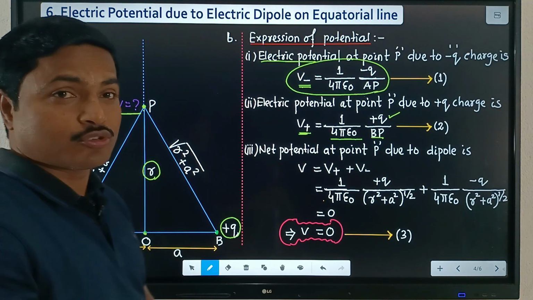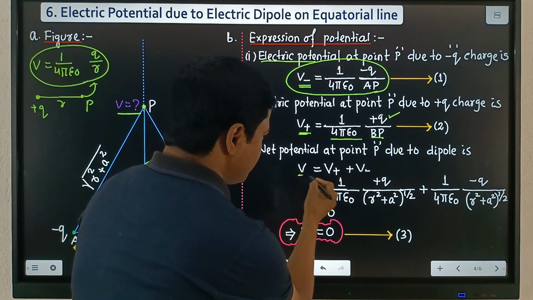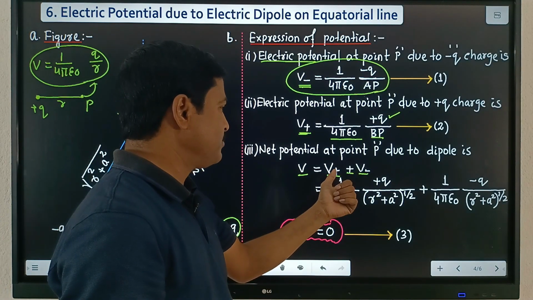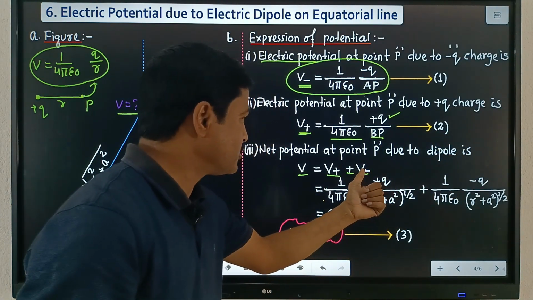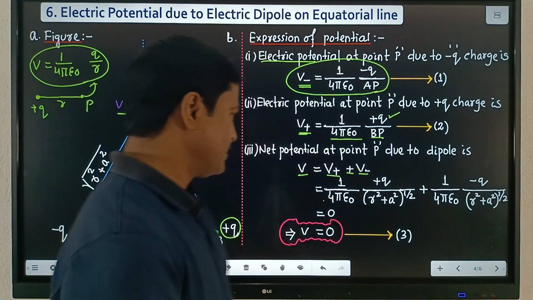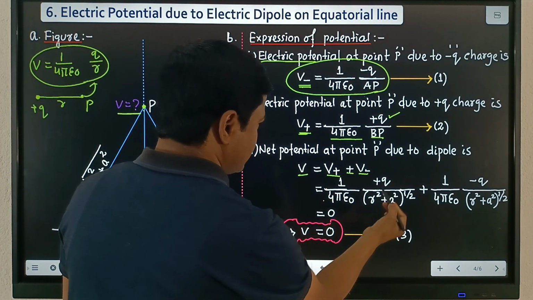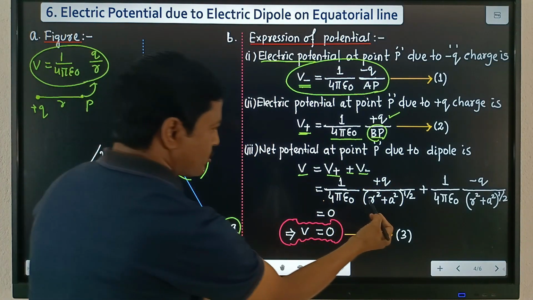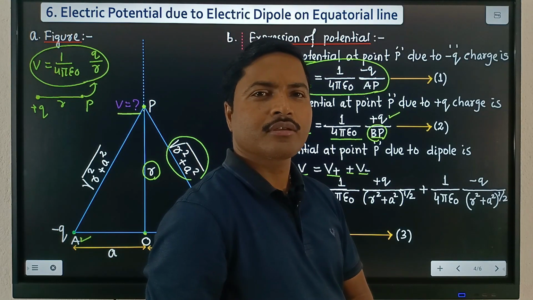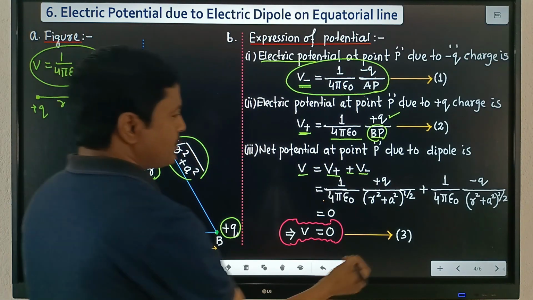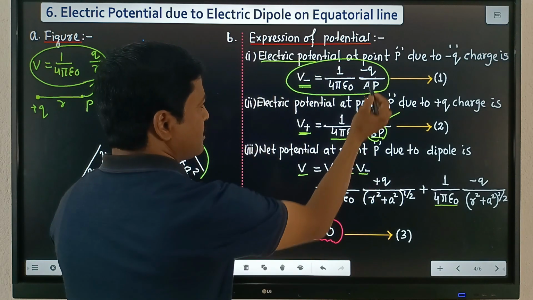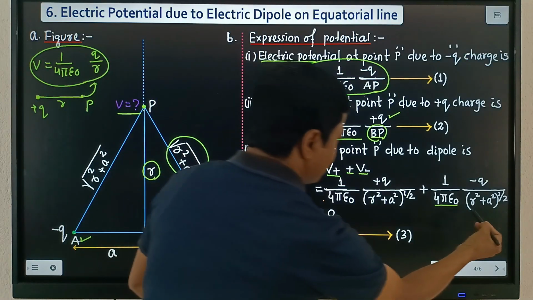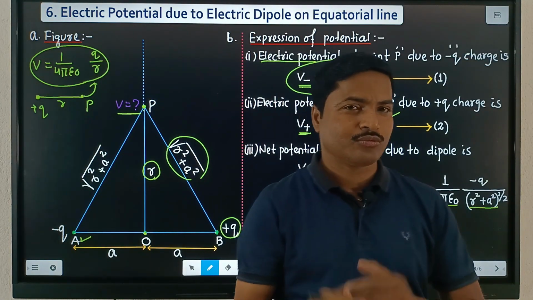Then what is the net potential at point P? Here we applied the principle of superposition. So the net potential at point P is equal to the sum of V plus and V minus. In place of V plus, we put equation 2. In place of V minus, we put equation 1. That means V plus is equal to 1 divided by 4 pi epsilon 0, plus Q divided by BP. In place of BP, we write square root of R square plus A square. And in place of V minus, we write the same thing, 1 divided by 4 pi epsilon 0, minus Q divided by AP. In place of AP, we write square root of R square plus A square.